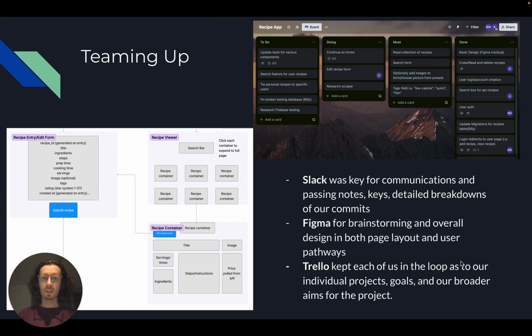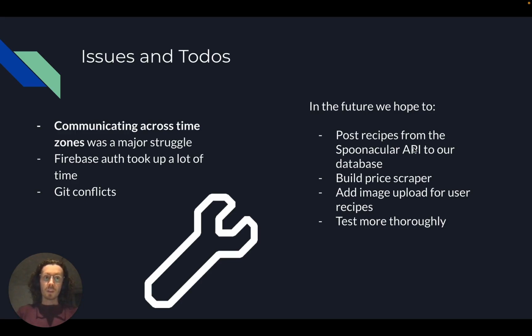Trello served as our to-do list and project guidelines, reminding us of our broader aims as well as our minimum goals. The main issue we had was communicating across time zones. As I said before, I was abroad, so timing any meetings was very difficult and had a noticeable impact on my ability to keep up with Andrea, especially in the early stages of the project. Firebase authentication also took up a lot of time initially, as I was struggling to understand the logic and implementing it properly into the project. We also had to take some time in the final week to sort out a number of Git conflicts before we could present our project.